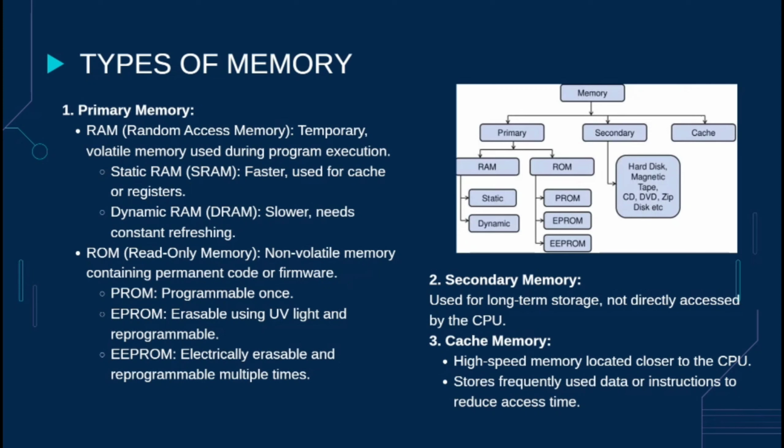Secondly, we have the secondary memory, which is used for long-term storage, like hard drives or SD cards. Though it's less common in low-end embedded systems, it's still used. And then there's cache memory, which is high-speed memory that is closer to the CPU, used to store frequently accessed data and helps in reducing the access time.